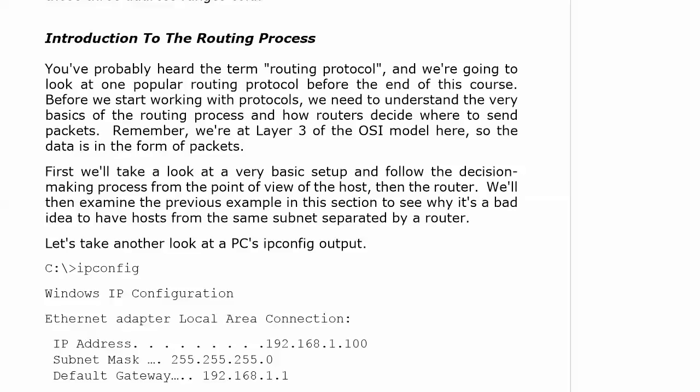First, we're going to take a look at a very basic setup and then follow the decision-making process from the point of view of the host and then the router. And then once we're done there, we're going to revisit the example we saw earlier and see why it's a bad idea to have hosts from the same subnet separated by a router.